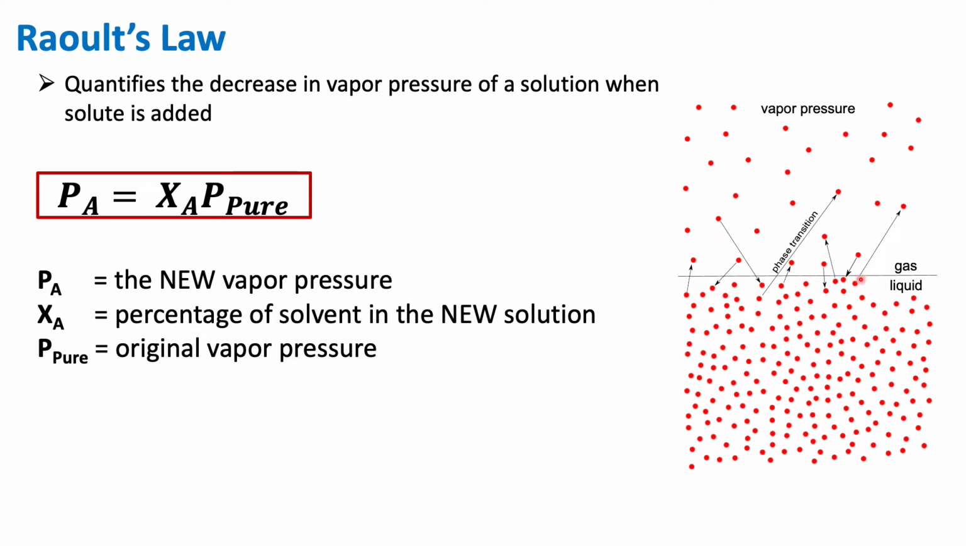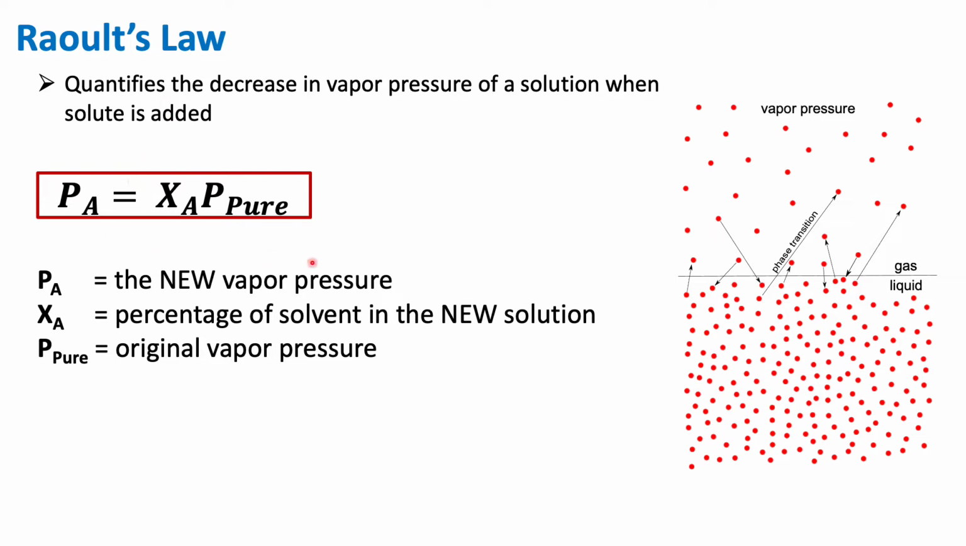Okay, so essentially, when we add solute to a liquid, our vapor pressure will decrease because the solute will disrupt the liquid and prevent all that liquid from turning into vapor. So it lowers our vapor pressure. How can we quantify the decrease in vapor pressure when solute is added? Well, that's where we see Raoult's law. So Raoult's law quantifies the decrease in vapor pressure of a solution when solute is added.